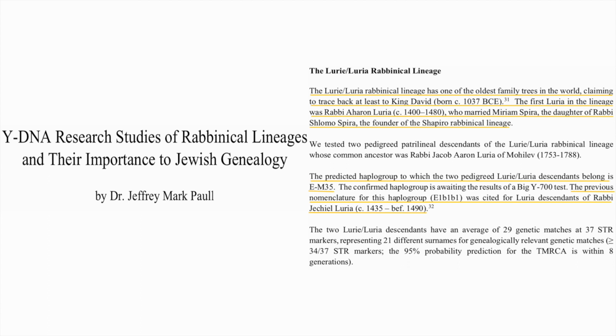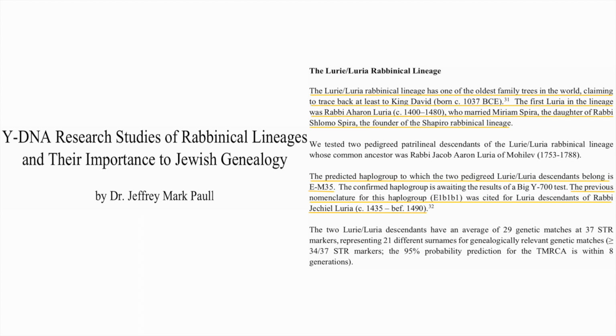The Lurie rabbinical lineage has one of the oldest family trees in the world, claiming to trace back at least to King David, born circa 1037 BCE. The first Lurie in the lineage was Rabbi Aaron Lurie, circa 1400 through 1480, who married Miriam Pura, the daughter of Rabbi Shlomo Pura, the founder of the Shapiro rabbinical lineage.